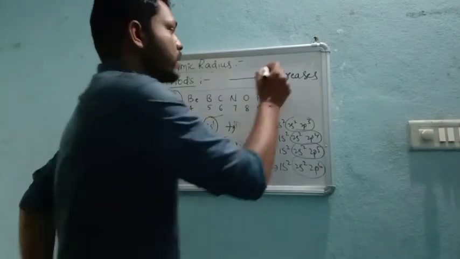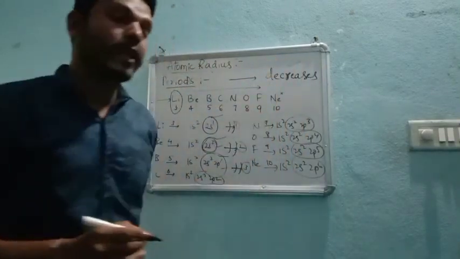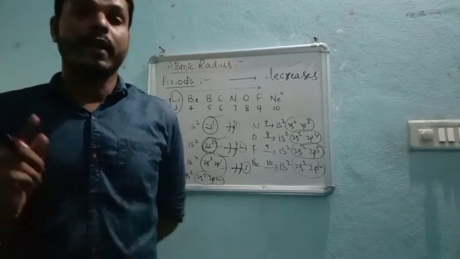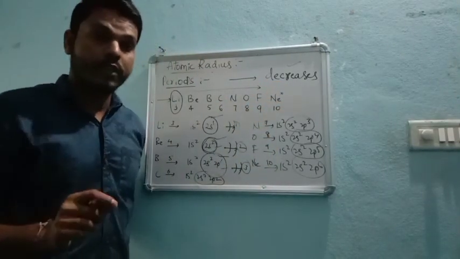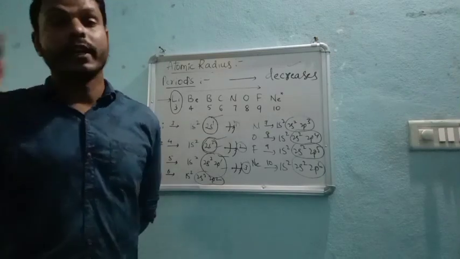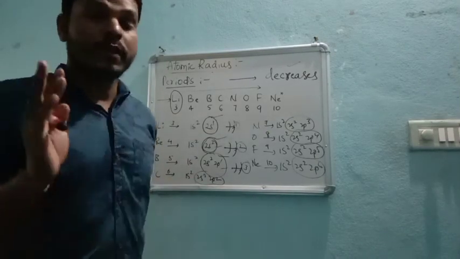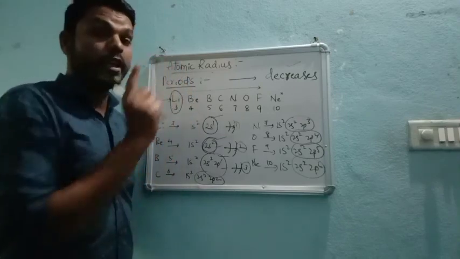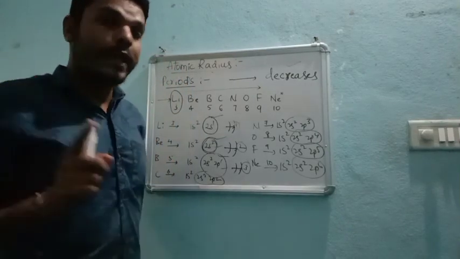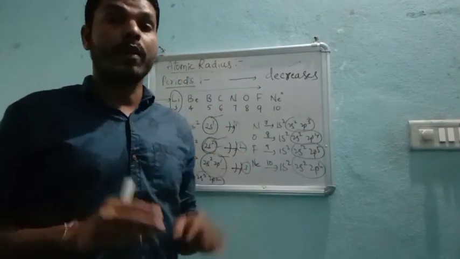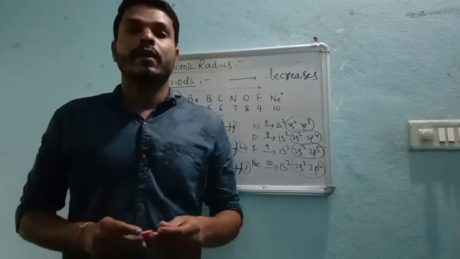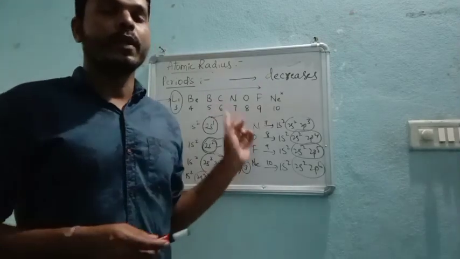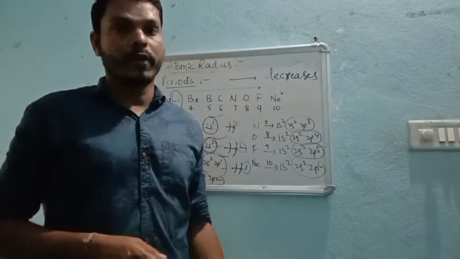So that means atomic radius always decreases in the period. Why? Because the electrons enter into the same shell. But in case of group, what we saw is that the atomic radius always increases in a group. Why? Because the electrons are moving into a new shell. So this is all about today's class. In the next class, we will continue with the other characteristics of the periodic table. Thank you.